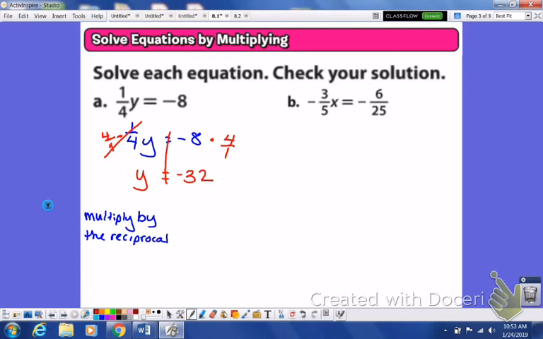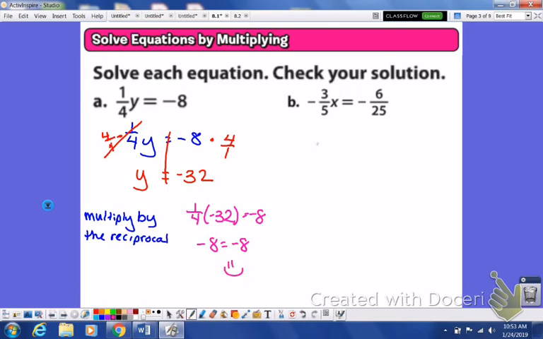And again, we could check this. Do that in pink down here. 1/4 times -32 equals -8. 1/4 times -32 is in fact -8. So -8 is -8. And we get a happy face.